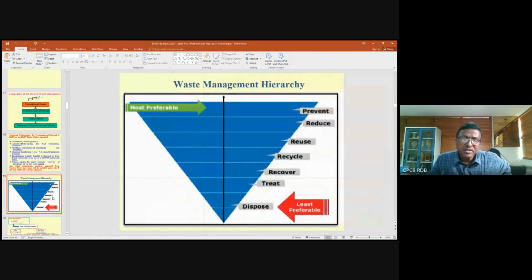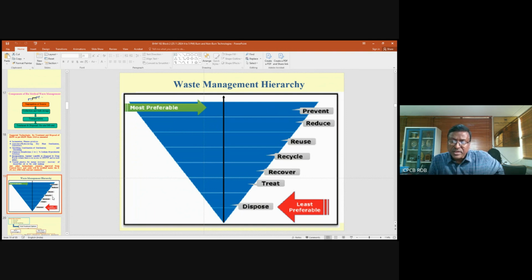You also heard in the last class about the waste management hierarchy. It emphasizes prevention of waste generation at the source. Of course, if waste generation is inevitable, then you can adopt various measures such as reduce, reuse, recycle, and recover, and these can be adopted only after treatment. You cannot reuse or recycle any waste without treatment. And in no way, any waste which is no longer possible to reduce, reuse or recycle, in such a case, the waste has to be disposed of.